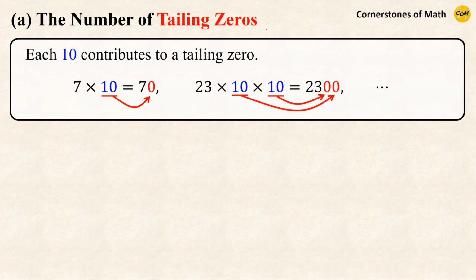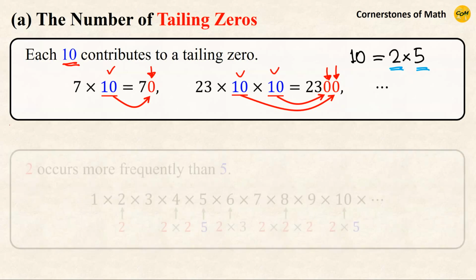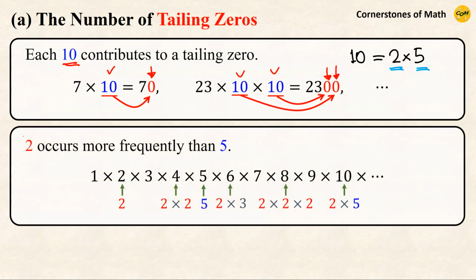Here, the underlying mathematical principle is pretty simple. The trailing zeros occur by having a factor of 10. That is, each 10 contributes to a trailing zero. Here, 10 equals 2 times 5, so we have to look for prime factors 2 and 5. Also, it is easy to notice that prime factor 2 occurs far more frequently than prime factor 5.